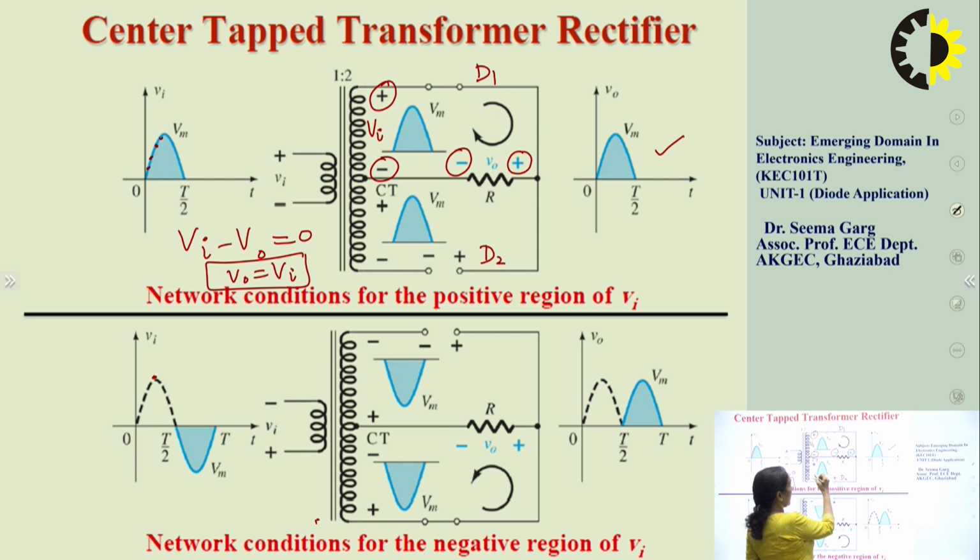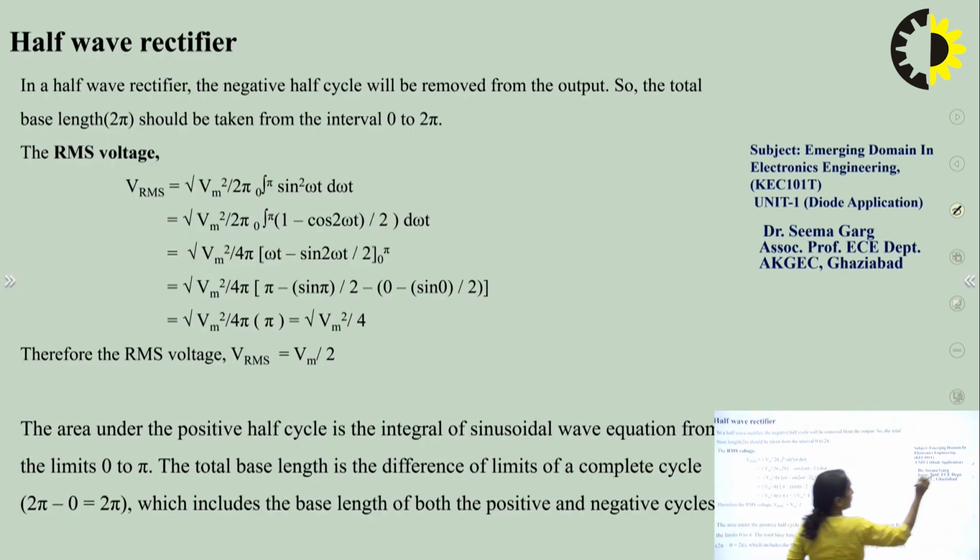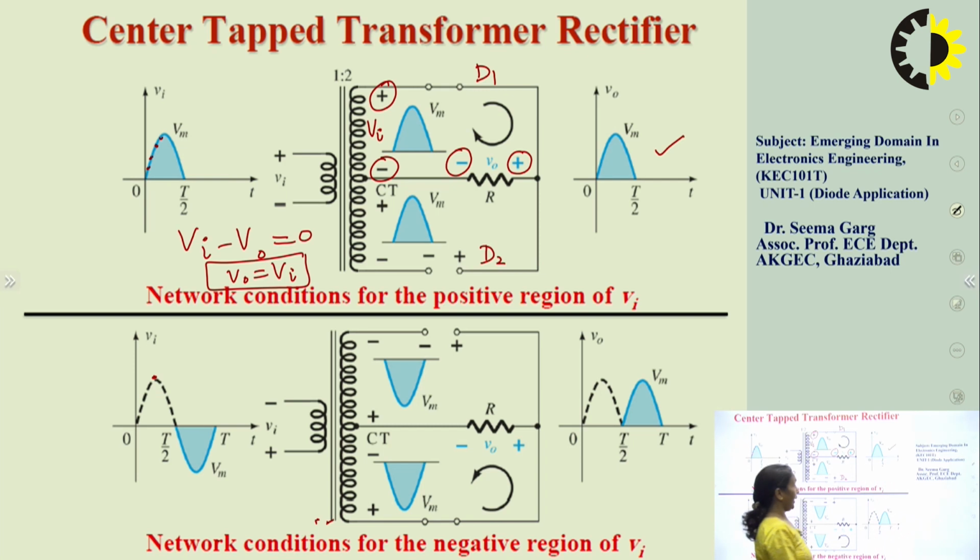Whereas in the secondary half of the secondary winding of the center tap transformer, diode D2 is in a reverse bias state, that means no current is flowing, and because of that no voltage will be available across this load resistance. The only voltage appearing across the load resistance is due to only the diode D1.